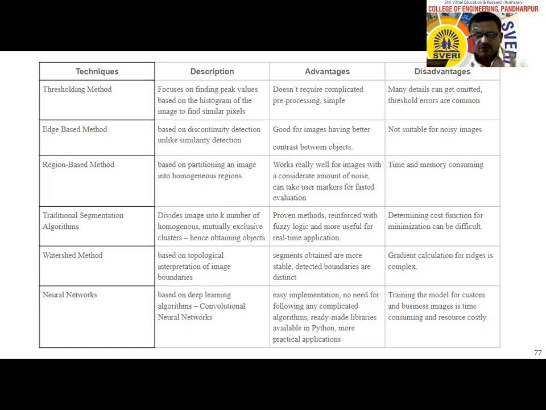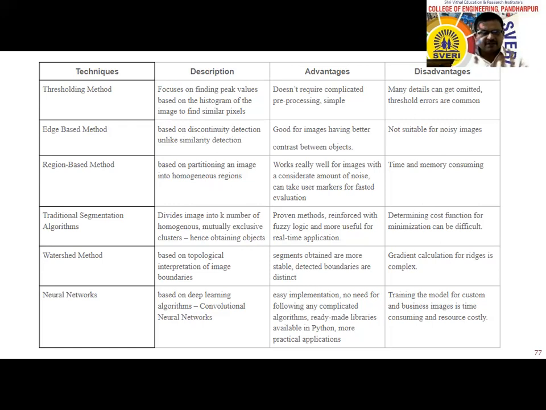Advantages, don't require complicated pre-processing, simple. Disadvantages, many details can get omitted. Threshold errors are common. Now edge-based method, based on discontinuity detection, unlike similarity detection. Advantage, good for images having better contrast between objects. Disadvantages, not suitable for noisy images.